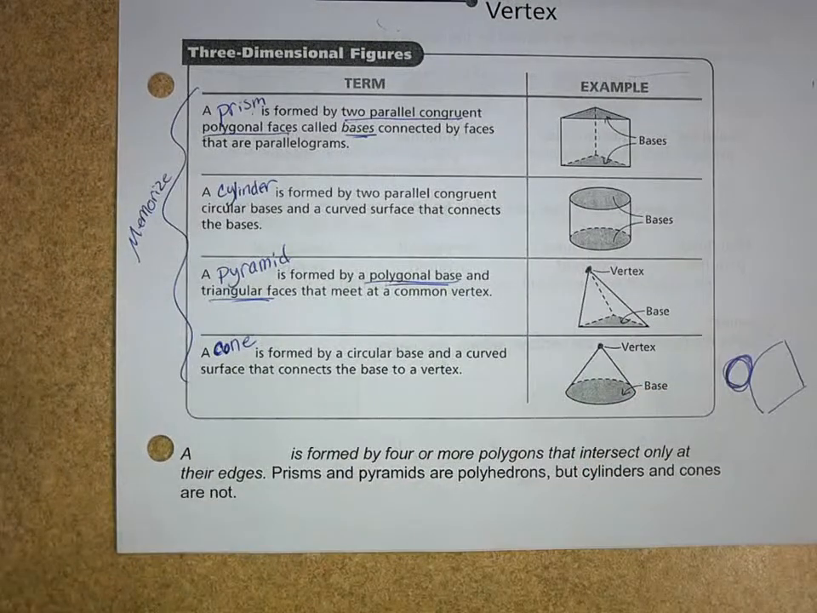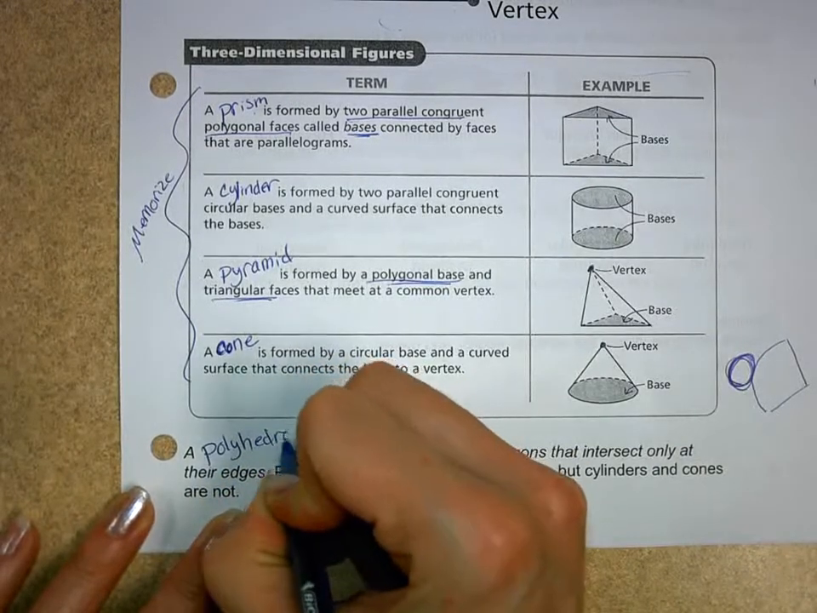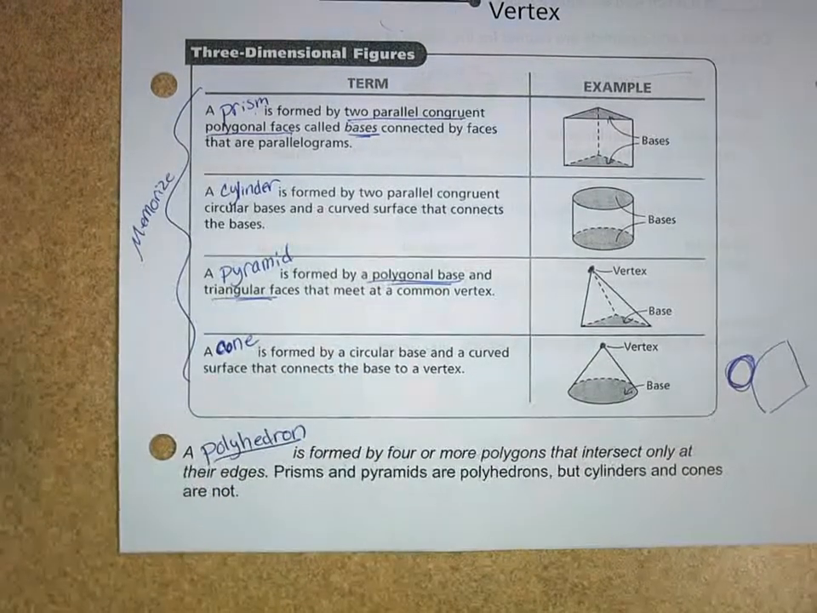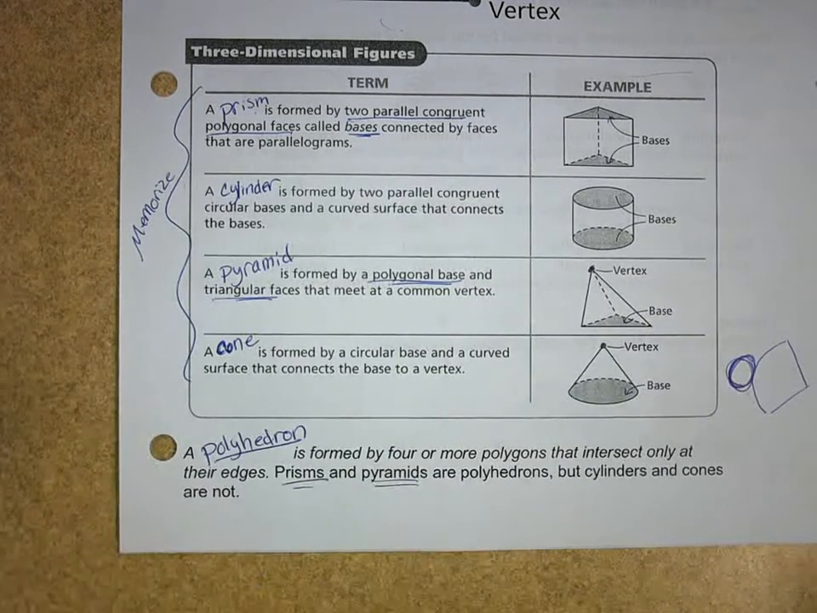Now we also have another term. It's called a polyhedron. A polyhedron is a three-dimensional figure that's formed by 4 or more polygons. It can only be formed by polygons, so circles don't work. But they're really cool. So prisms and pyramids are polyhedrons, and you can get some really cool technical ones.